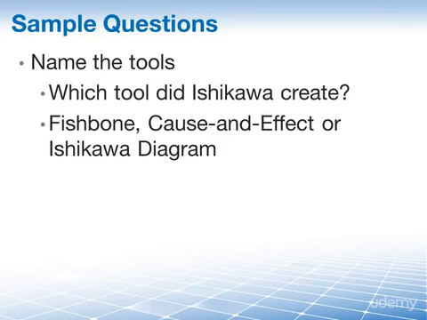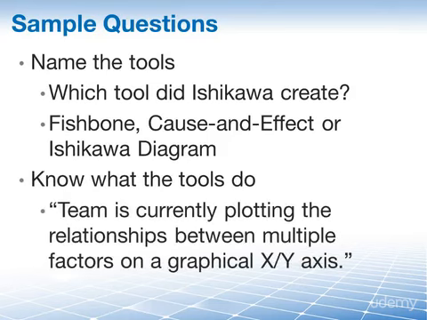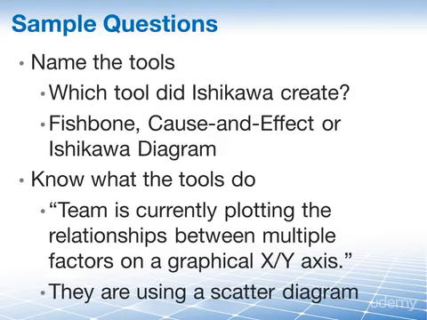And lastly, you must know what the tools do. If I told you that the team is currently plotting the relationships between multiple factors on a graphical XY axis, then you must realize that this is a scatter diagram that they are using. And this concludes our look at the advanced quality management tools.